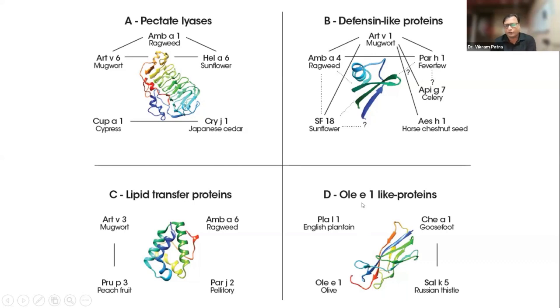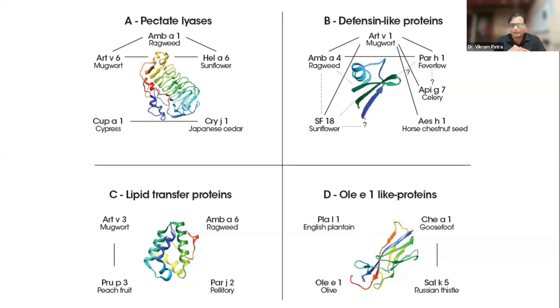Then we have the typical Ole e 1 like proteins, which we saw in the tree pollens. Then we have olive Ole e 1, and Russian thistle, all these weeds cross react with the Ole e 1 like proteins. So in many CRD reports in our country, we get Russian thistle to be positive.